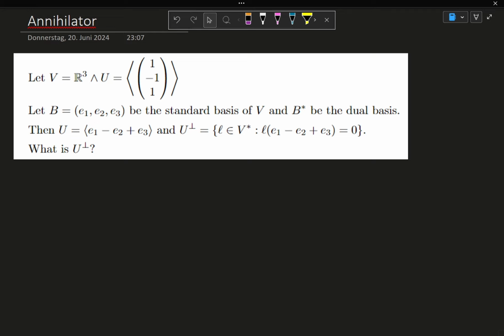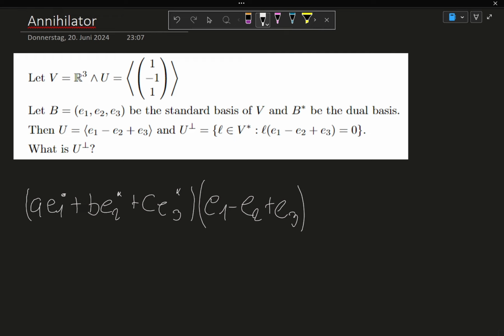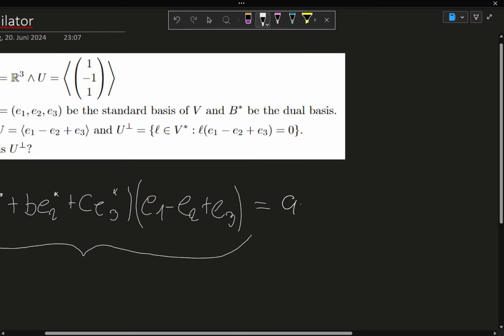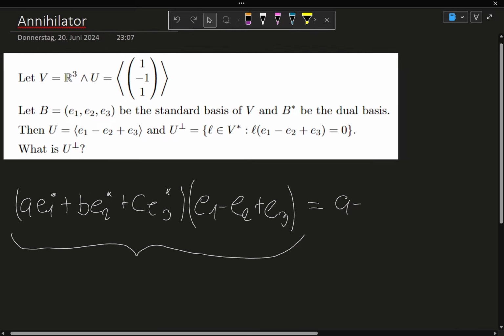So, how do we solve this problem? Well, first of all, we just formally write the definition. We have A e1 star plus B e2 star plus C e3 star multiplied by e1 - e2 + e3. You don't always have to write this. If you go further, you can just write the following and then work with them. It's easier, but for now we will just do a clean example, so we will just write everything.